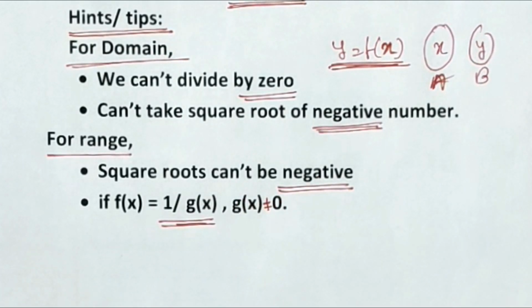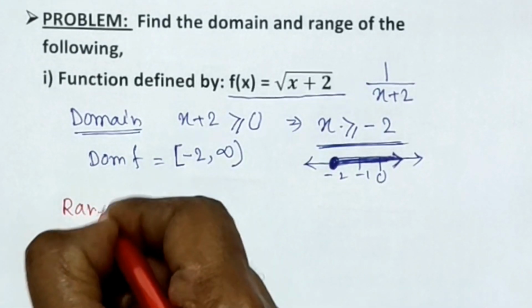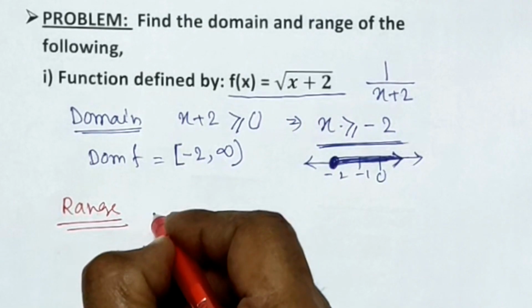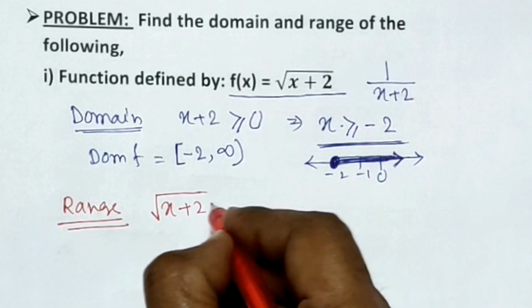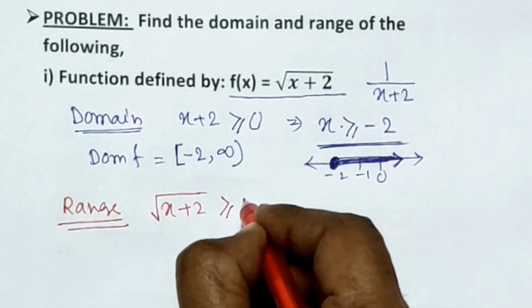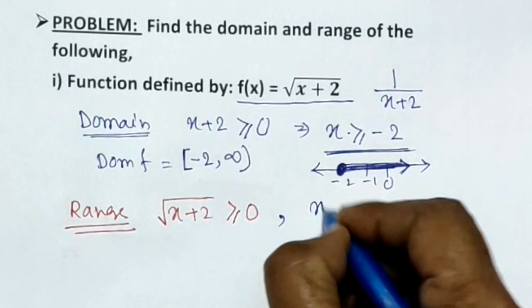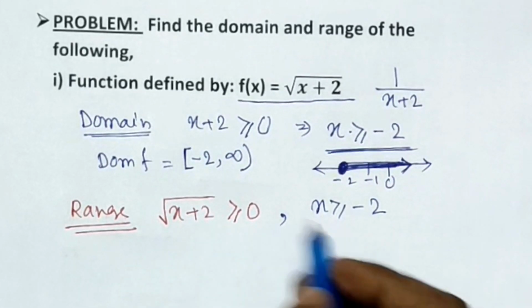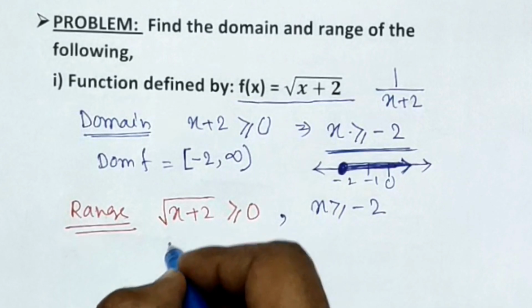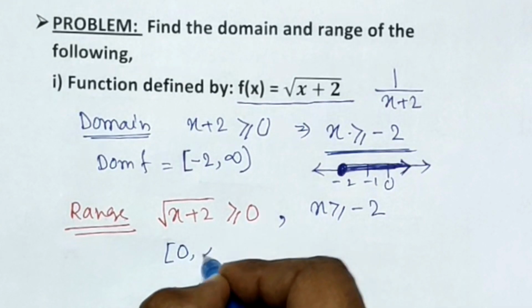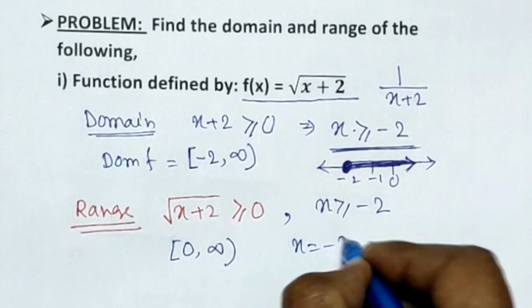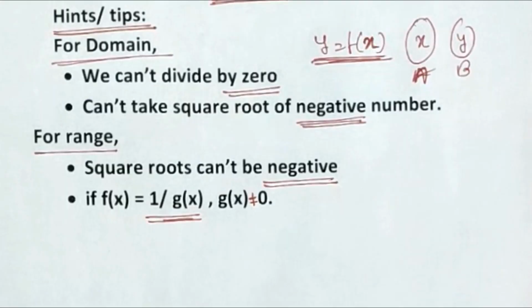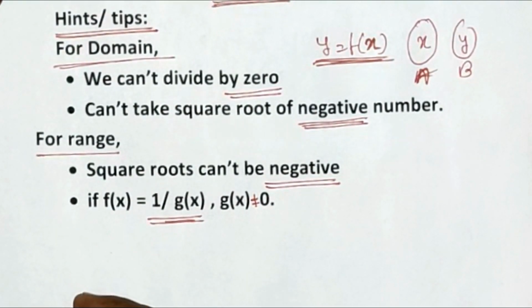Here the given function is in the square root form, so square root can't be negative. So for the range, here the function is given in square root form, then this can't be negative, that is, this should be greater than or equal to 0. Here we know that x is greater than or equal to minus 2. So the range will be the set closed at 0, open at infinity. For x equal to minus 2, this will be 0. So this was the basic concept for domain and range.